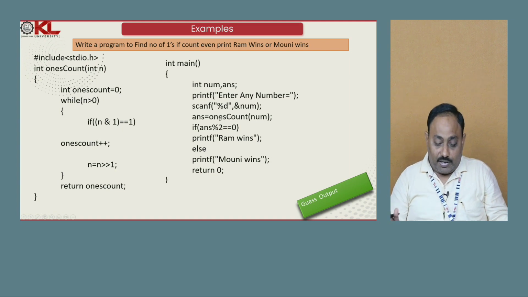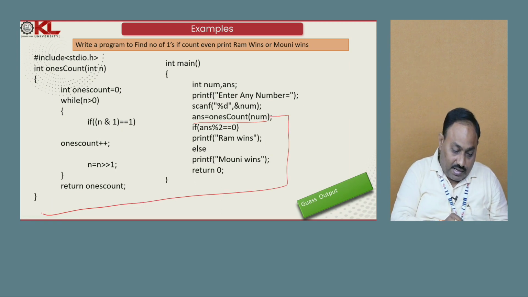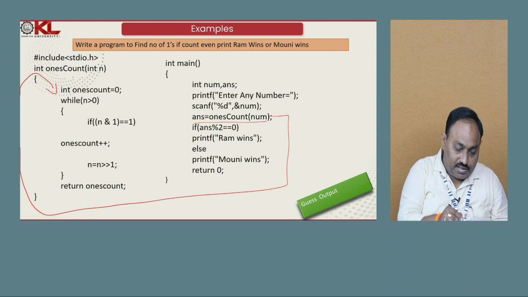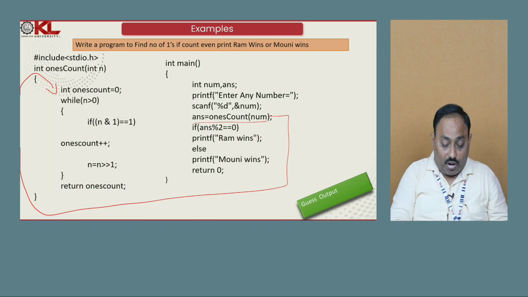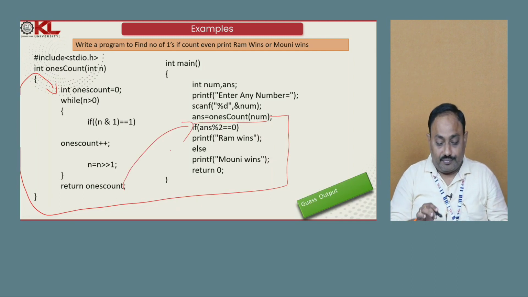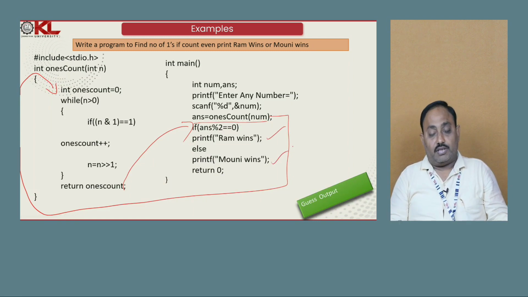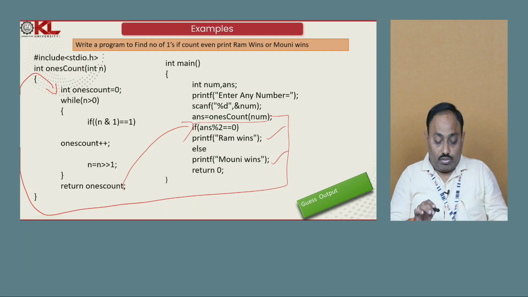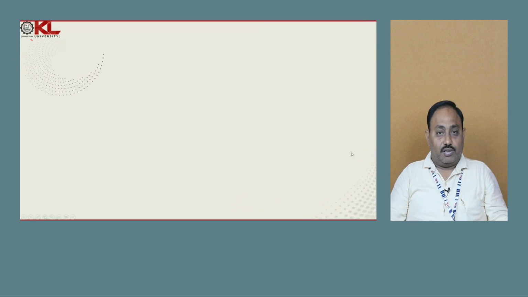Now here what happened, I am calling a function here, ones count. Now the control goes to here and it performs the function execution and finds out whether the number is even or odd, it comes here, and if it is an even number it prints this, otherwise if it is an odd number it prints this. Already I think you know about if and else statement. This is the way we can write the program using bitwise operators.